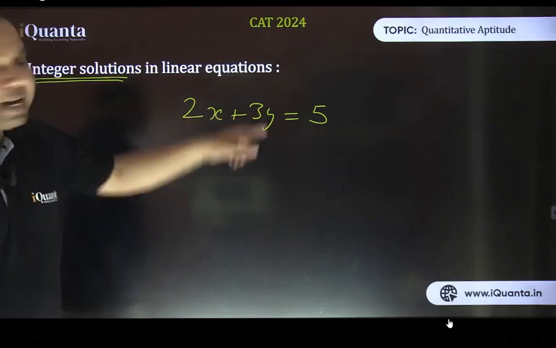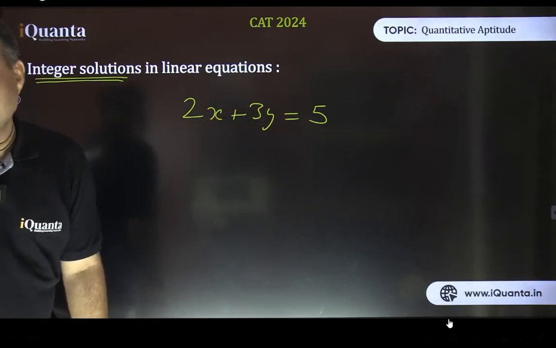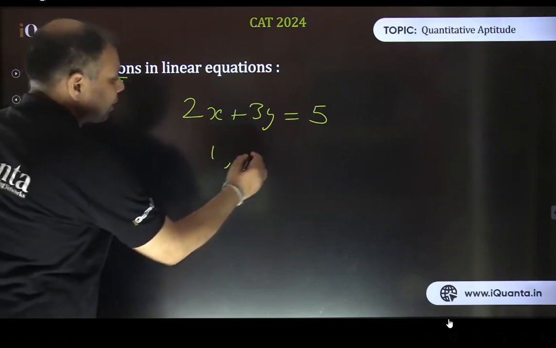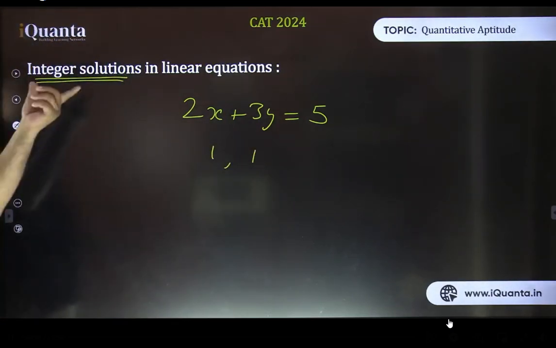Can you think of any integer solution for x and y which will satisfy this equation? Yes, 1, 1. I've taken a simple case, 1, 1. So if x is 1, then y will also be 1, and it will satisfy. Now, can you think of anything more? Mind that we are talking only about the integer solutions.